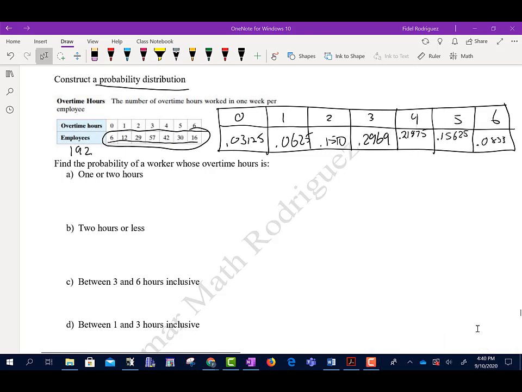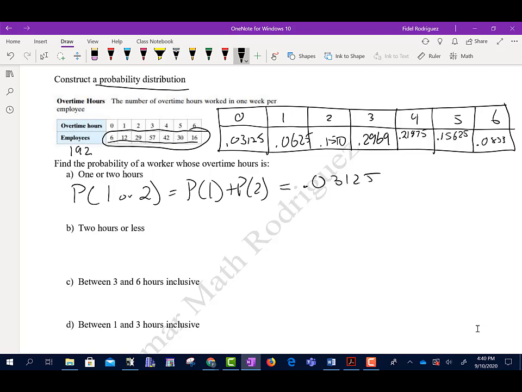Okay, so I filled out my table, right? Got all my decimals. And now part A says, find the probability that the overtime hours is 1 or 2 hours. So 1 or 2 will be the probability of 1 plus the probability of 2. So I'm going to take my calculator, 0.03125, plus for 2, it's 0.0625. And I'm just going to add those numbers together.